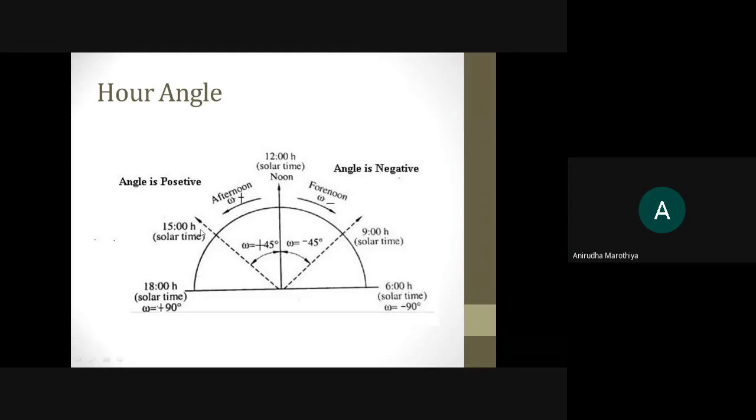So during afternoon, दोपहर के 3 बजे आप देखोगे तो you will find the value of omega as positive 45 degree, and then evening 1800 hour, that means शाम के 6 बजे अगर आप कैलकुलेट करोगे तो you will get omega as plus 90, because in that case we need to put the value of apparent solar time as 18 minus 12.